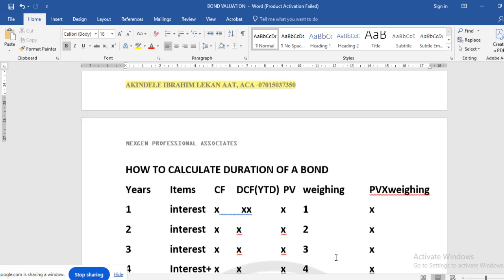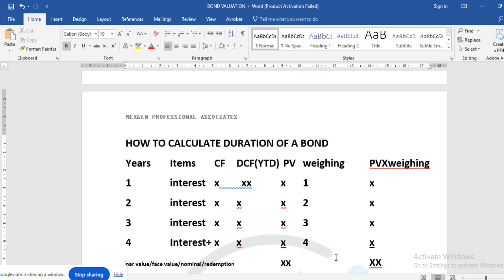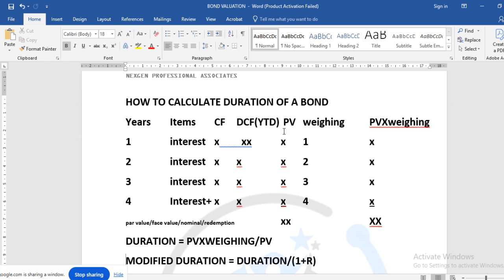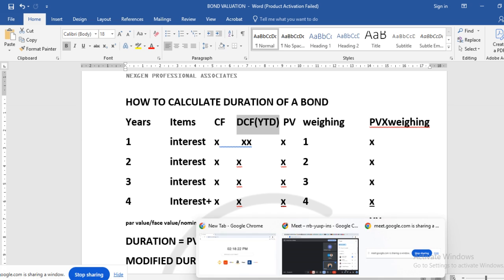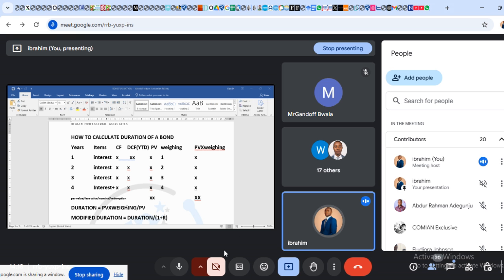Class, this is how to determine duration of a bond. You can see how yield to maturity is very important. If we don't know how to determine the yield to maturity, we may not be able to value bond. We may not be able to calculate the duration of a bond because that will be used to discount the project. Right?